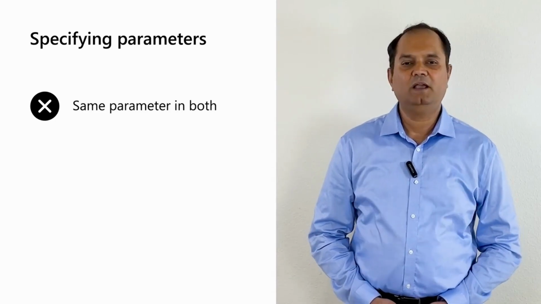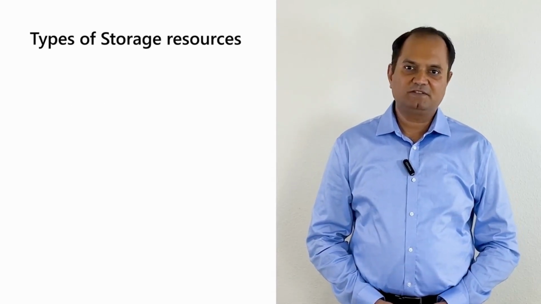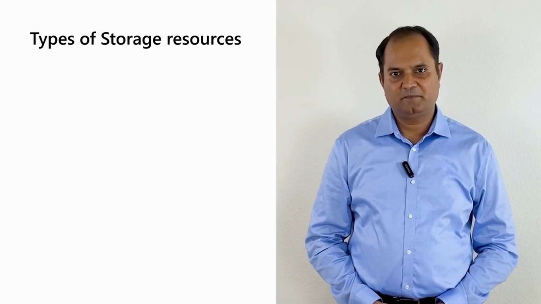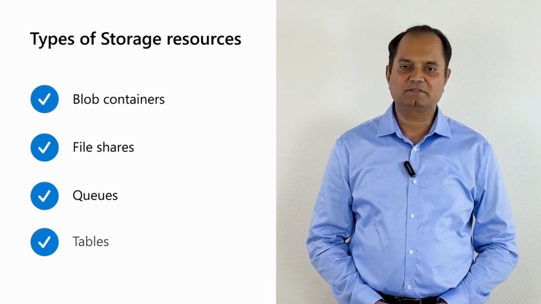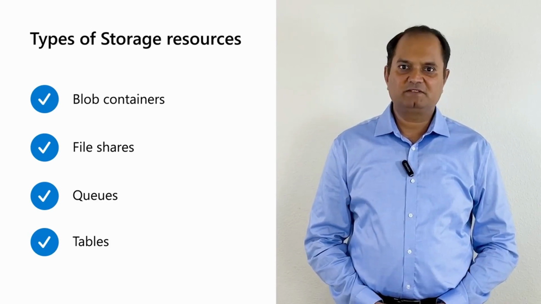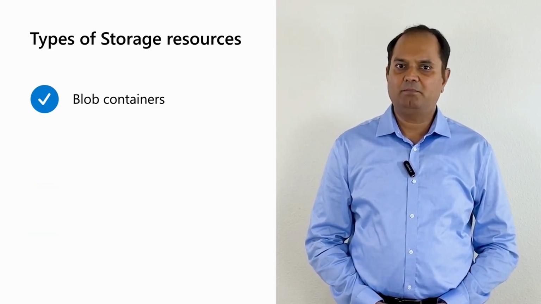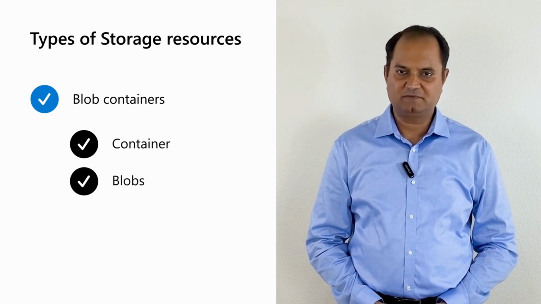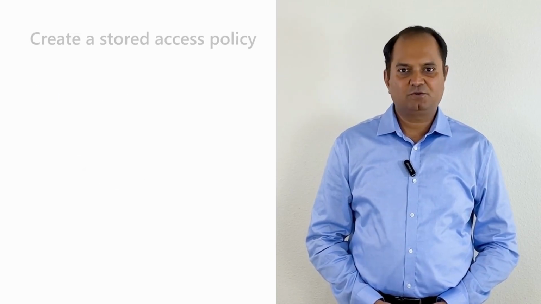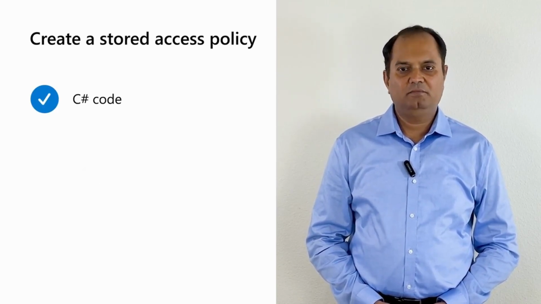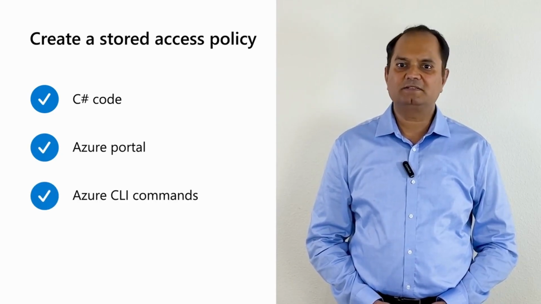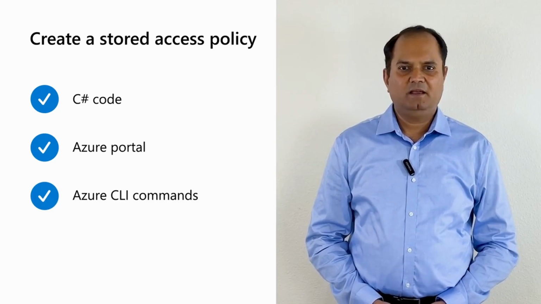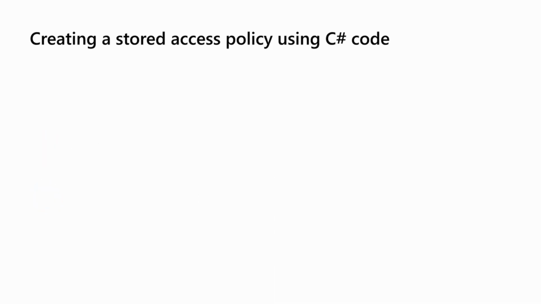Please be aware that you must not indicate the same parameter in both the signature URI and the stored access policy. You can create a stored access policy on four types of storage resources: blob containers, file shares, queues, and tables. A stored access policy created for a blob container can be applied to both the container and its blobs. You can create a stored access policy with C# code, the Azure portal, or Azure command line interface commands, also called CLI commands.